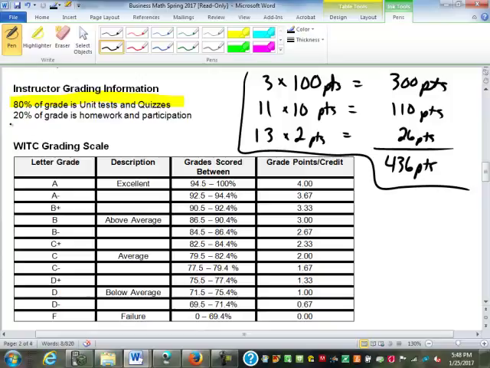The 20% then is your homework assignments that I'll show you in My Math Lab, and participation. Basically, that just means be here, don't upset the instructor. As you can see, I'm really hard to get along with.